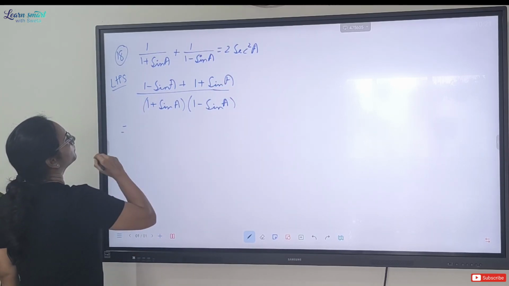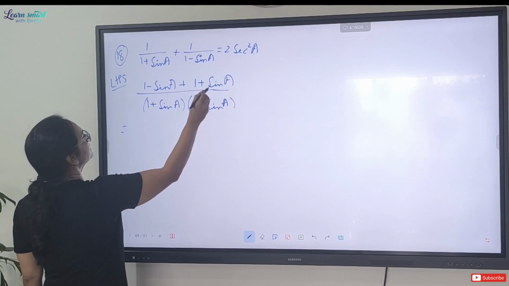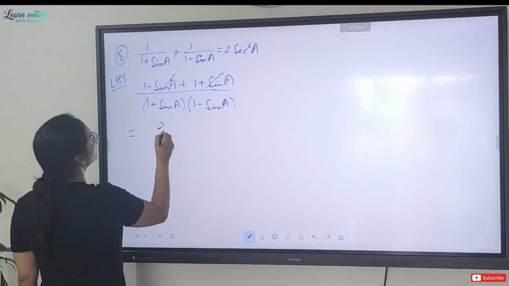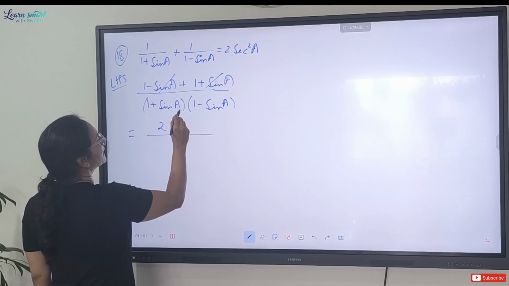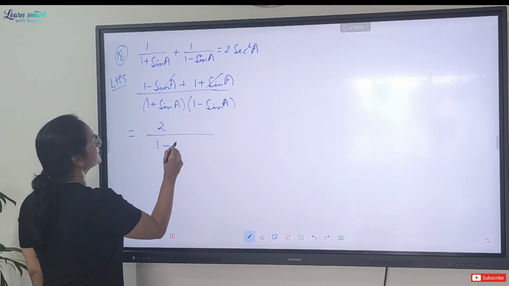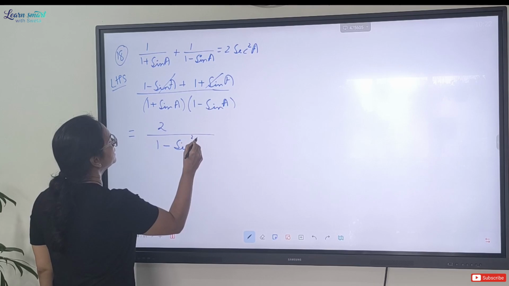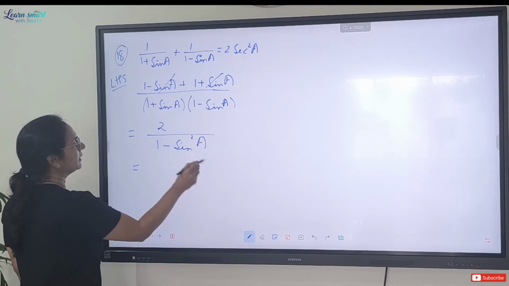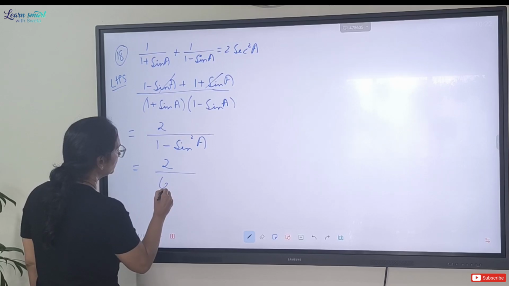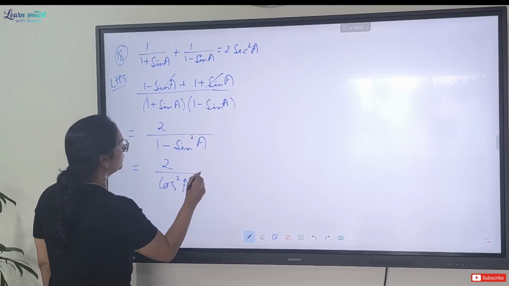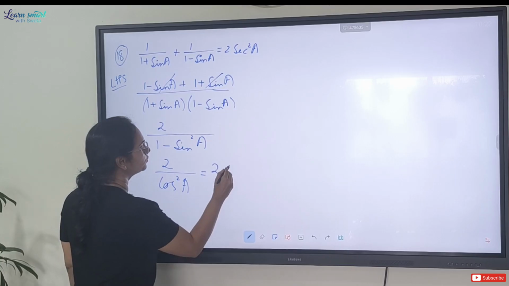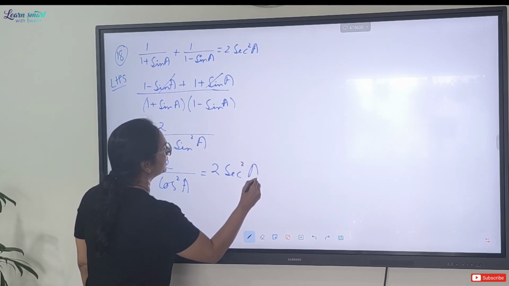And minus sin A and plus sin A will cancel. What we are left with? 1 plus 1, which is 2. So 2 upon 1 plus sin A into 1 minus sin A, which is A plus B into A minus B, which is A square minus B square. And 1 minus sin square A is cos square A. So we will write 2 upon cos square A, which means 1 upon cos square A is sec square A. So we can write it as 2 sec square A.